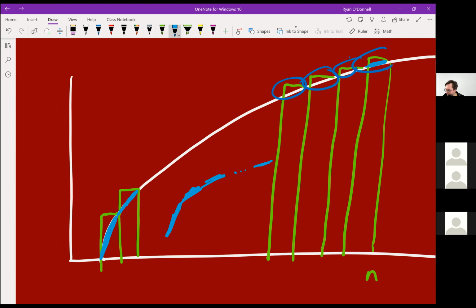So we have some difficulty. Maybe we don't know the exact sum of the slivers from here to here. Or maybe we do?